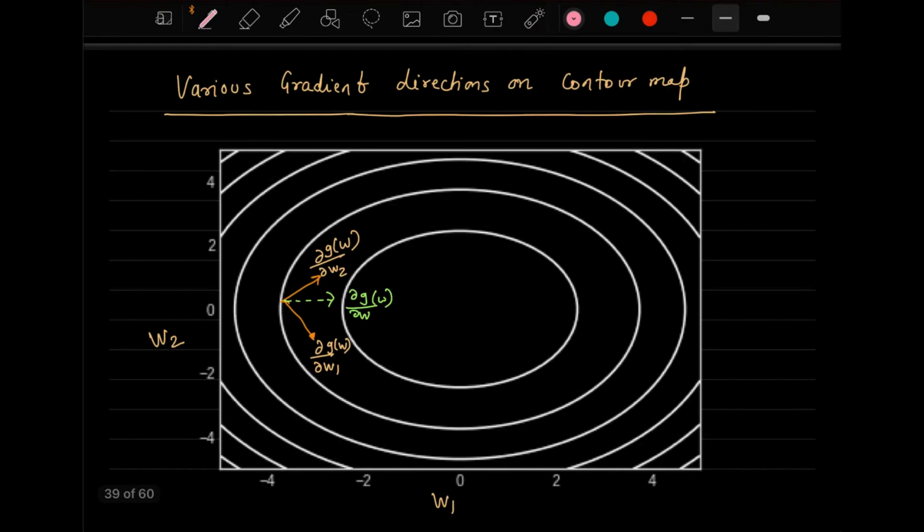But before going there, let me show you again the pictorial representation of contour map, which actually shows you, as I also discussed, that the gradient will be always perpendicular to the contour, and it is represented by the derivative of the loss with respect to W. And if you decompose them into two vectors, then it will be like this. So this particular vector will be always 90 degrees to the contour map.